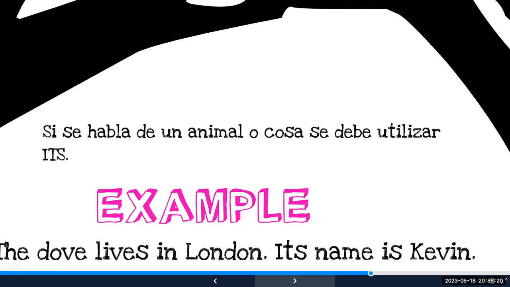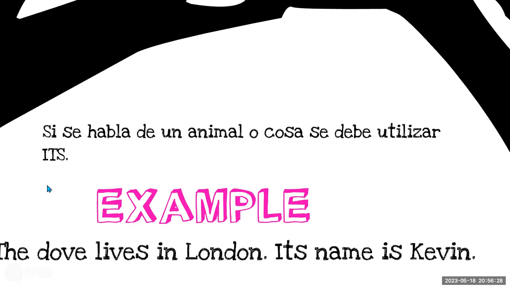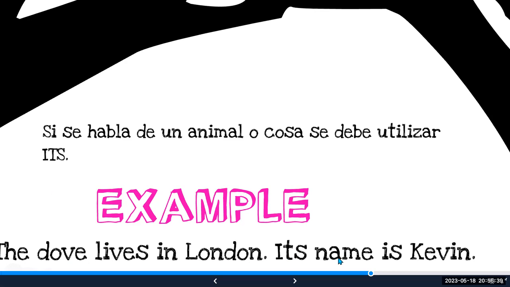What is dog? Solo dice vive en Londres. Yeah, but what is dog? It's an animal. Ah, okay. The dog lives in London. Its name is Kevin. Ah, y observe cómo uso el its aquí. Su nombre es Kevin. Su nombre. ¿Su de quién? Del animalito, aquí está, mire.